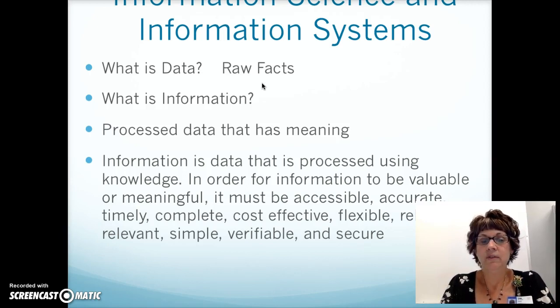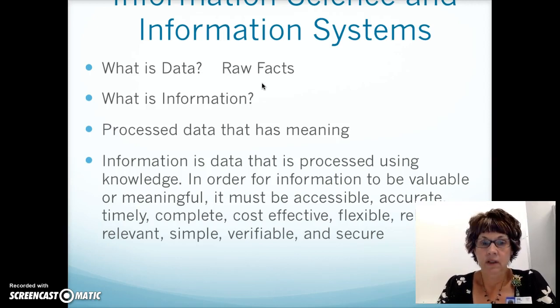In order for information to be valuable, first of all, it has to be meaningful. So how many times you'll see your new nurses gather all this information, but it doesn't have any meaning for the situation that's happening with the patient. It has to be accessible. So the computer and charting systems and the way we gather information has to be easy for us to get, accurate and timely. If the information isn't accurate, we will make the wrong decisions and do the wrong things for our patients.